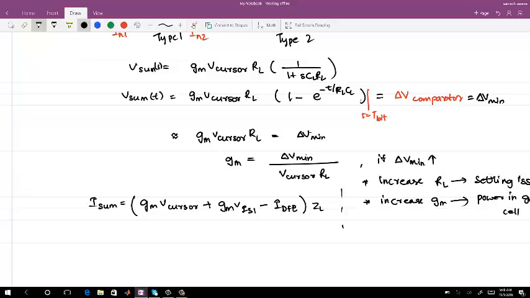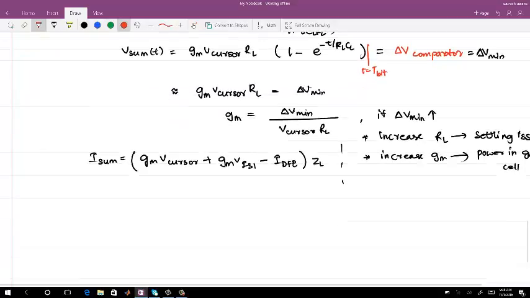So just previously we have seen that we have this I sum current and we want to create a voltage delta V for the comparator. This is the need of the design. And one way we have seen is I basically pump it into a resistance, and RL and CL actually come into the picture.